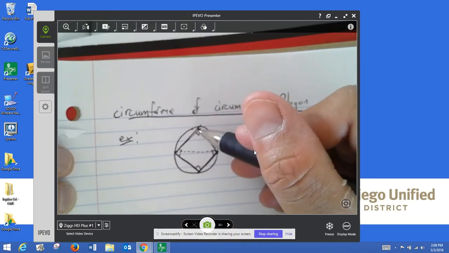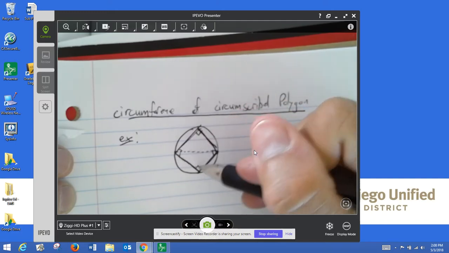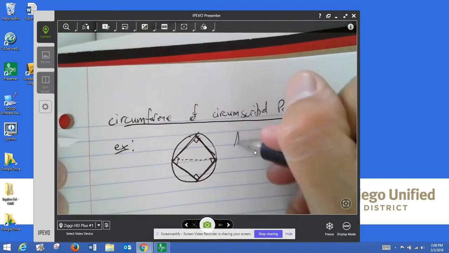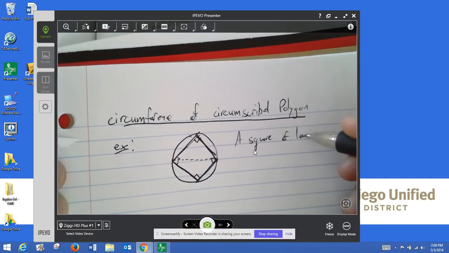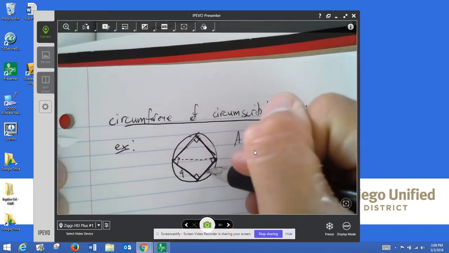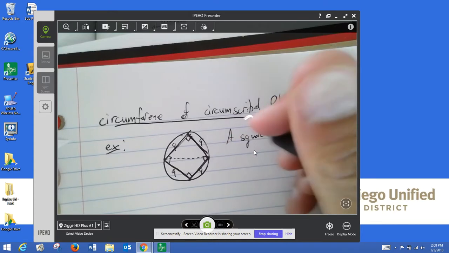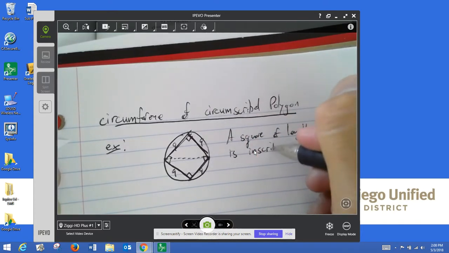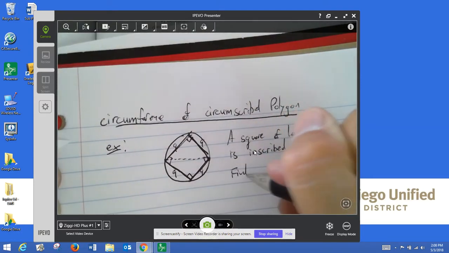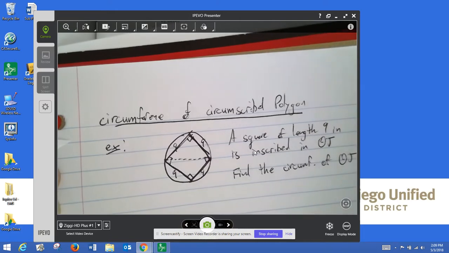A polygon is a multi-sided shape. So in this case, 1, 2, 3, 4. This is a polygon, and specifically speaking, this polygon is a rectangle. So let's say a square of length 9 inches. So each of these sides is 9 inches, and it's inscribed in circle J. Now we've got to find the circumference of circle J. So what is that going to look like?